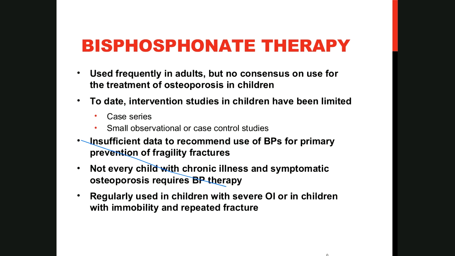And in general, we reserve the use of bisphosphonates for children who have low trauma long bone fractures or vertebral fractures and osteoporotic risk factors which are likely to be unremitting. So this is probably most often children who have severe osteogenesis imperfecta, or children with immobility and repeated fractures, and you know that these risk factors are not going to remit over time.